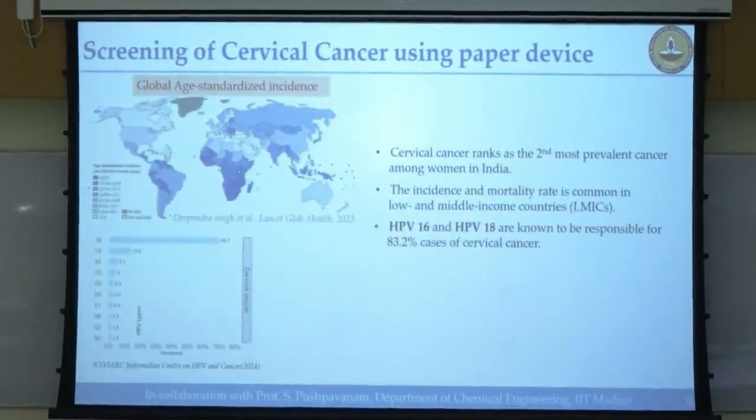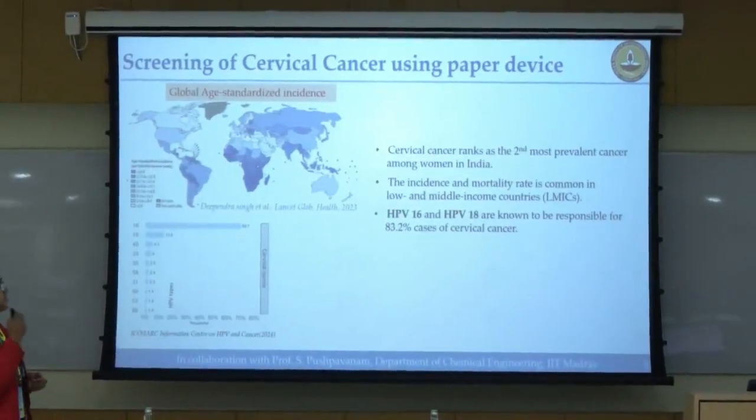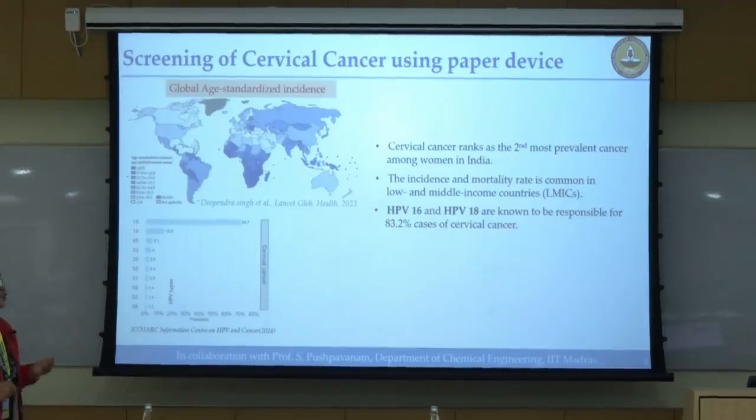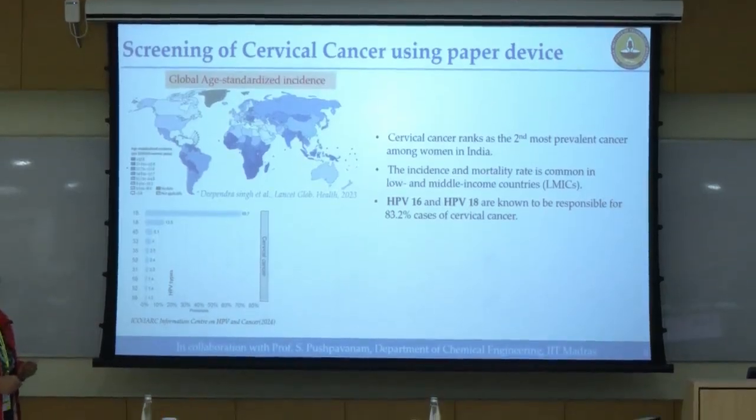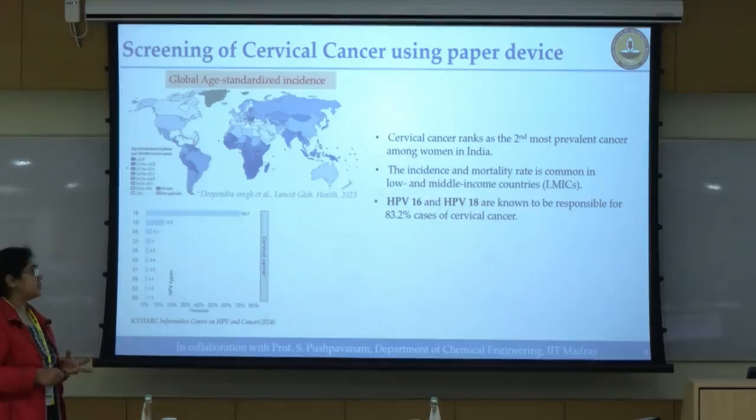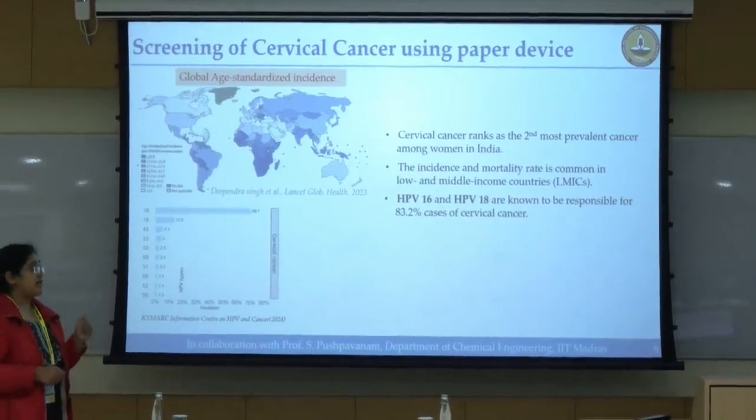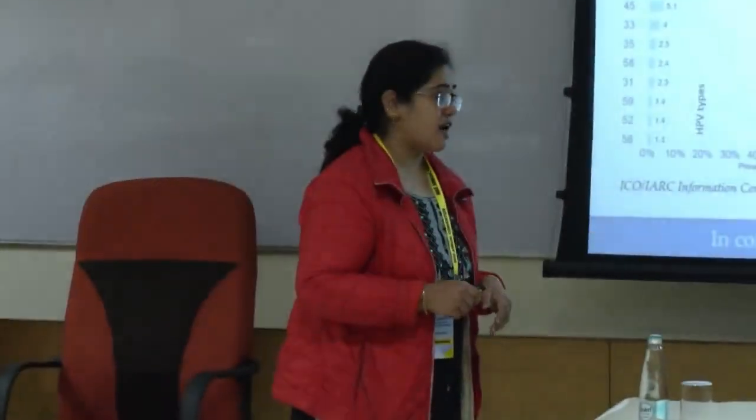So we are actually working on another major problem, that is human papilloma virus detection. Most of the prevalent cervical cancer is caused by HPV 16 and 18, the human papilloma virus. Cervical cancer is the second most prevalent cancer among women in India, and even till now, even though the vaccine has already come, the government has not deployed it as a mandatory vaccine.